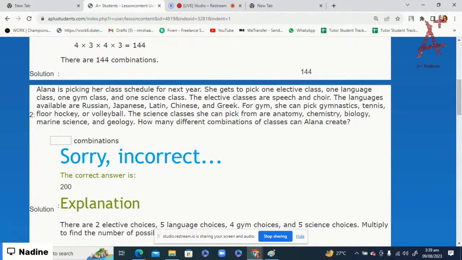Two for elective classes. One is for the speech, and second is for the cure. Five is for language classes because languages are different, like Russian, Japanese, Latin, Chinese, and Greek. And then for the gym, there is only three. Sorry, it is four: gymnastics, tennis, floor hockey, and volleyball. And now for the science, there is also five. Now multiply all of it together, and then you got your answer.